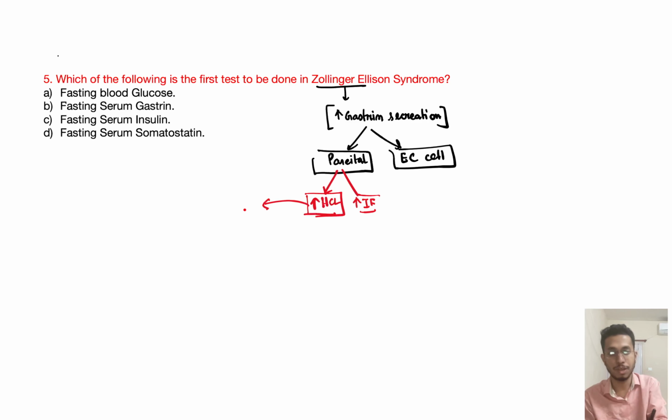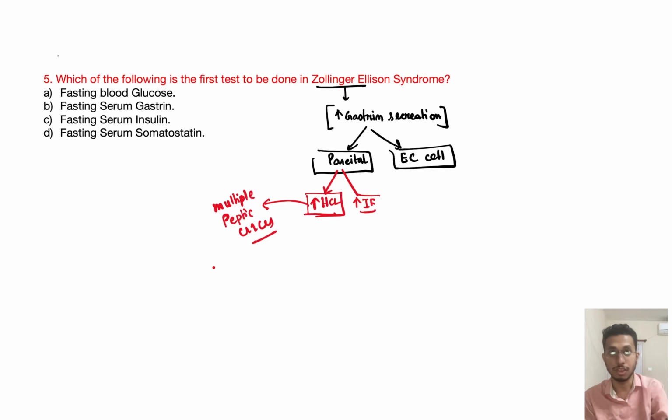It will lead to formation of multiple peptic ulcers, and usually these multiple peptic ulcers are seen in unusual locations. All right. They are seen in places where they should not be.